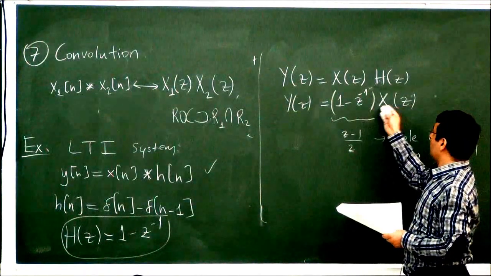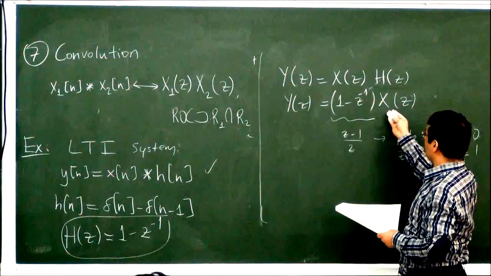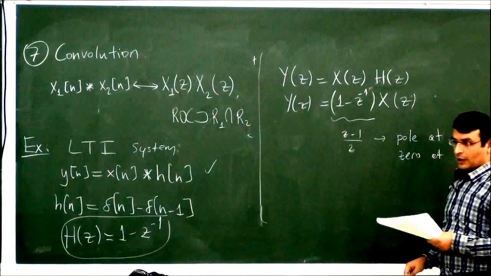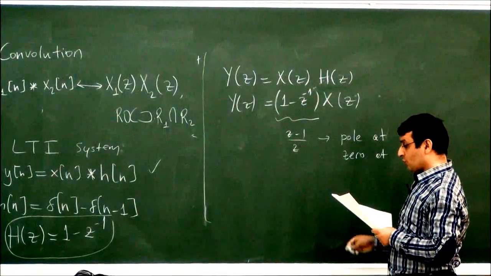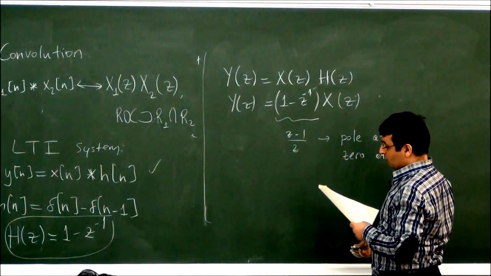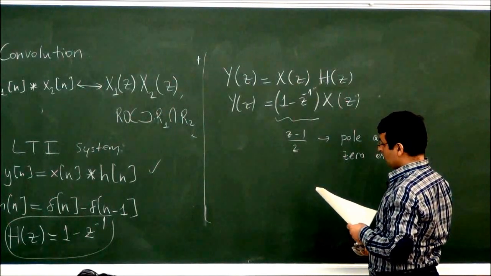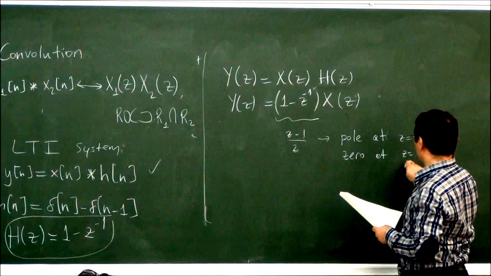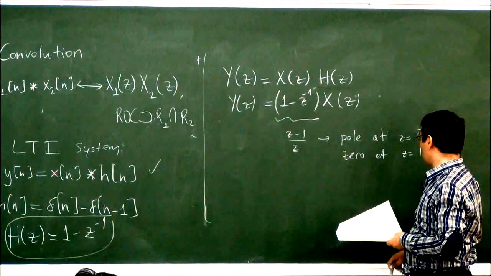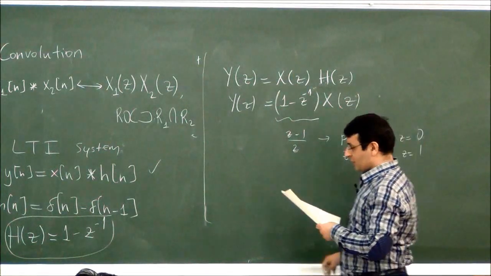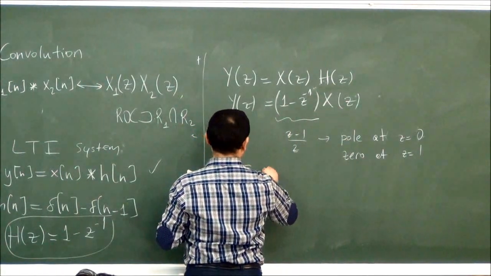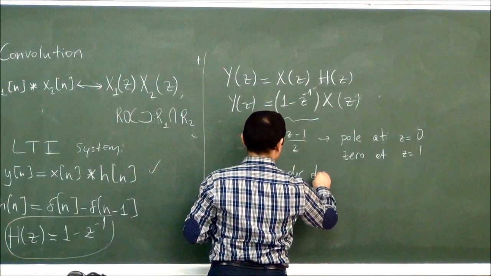So by multiplying the input signal z transform with this 1 minus z to the minus 1, we insert a pole at the origin, at 0, or remove a 0 from the origin, and we insert a 0 at 1. If there is a pole at point 1, we remove, in this case, this pole. So this is a differentiation operation, the first order difference.